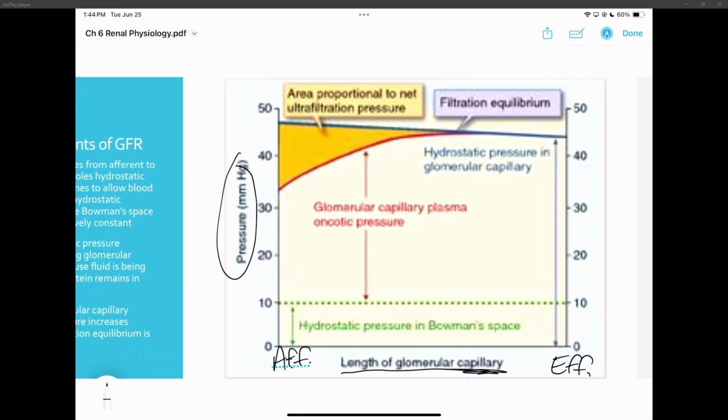The blue line up here is the hydrostatic pressure in the glomerular capillary. We have the red line, the glomerular capillary oncotic pressure. And in the green on the bottom, we have the hydrostatic pressure in the Bowman space.